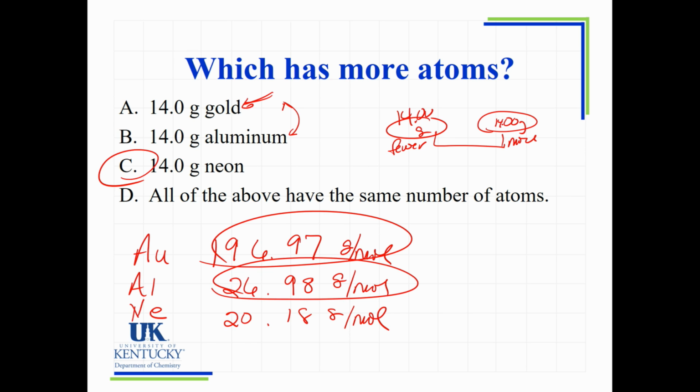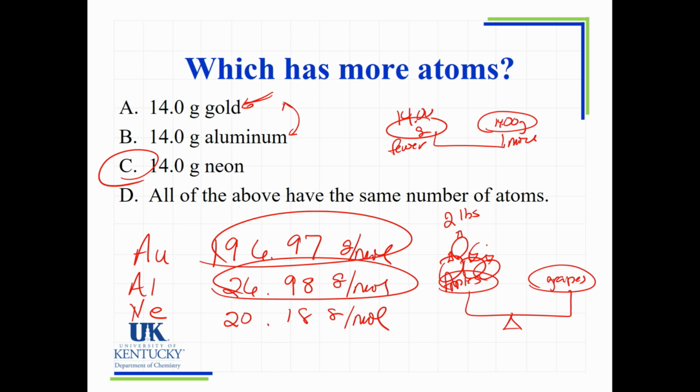Now, if you have a hard time seeing it with that, let's think about fruit, okay? And let us measure out 2 pounds of fruit. And we want to make 2 pounds on both sides, so we're going to make sure that they balance out. On the left side, I'm going to put apples. And on the right side, I'm going to put grapes. Both of them are going to be 2 pounds. Now, which one's going to have more pieces of fruit? Here, to get 2 pounds, maybe we have to have 5 pieces of fruit to get up to 2 pounds.